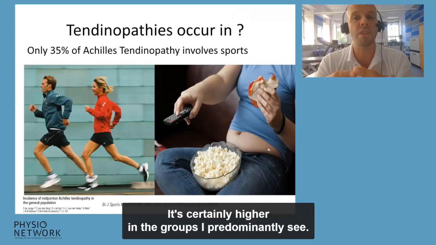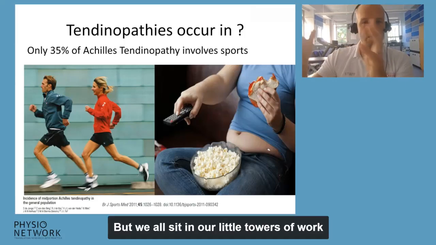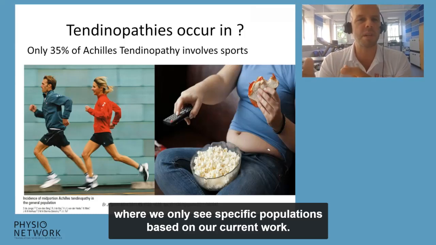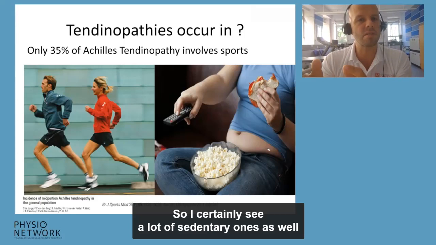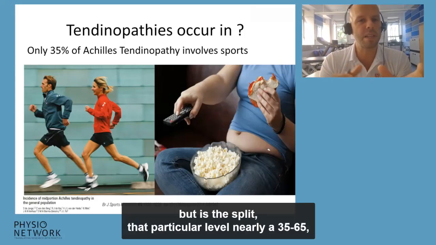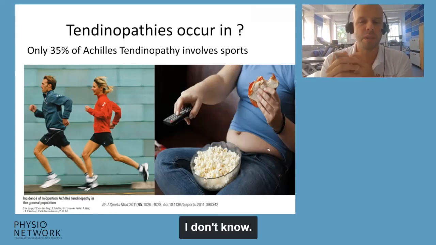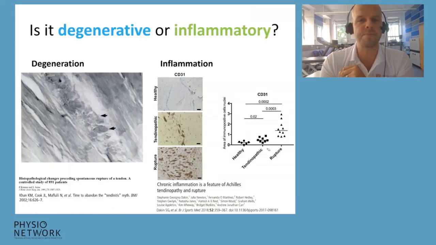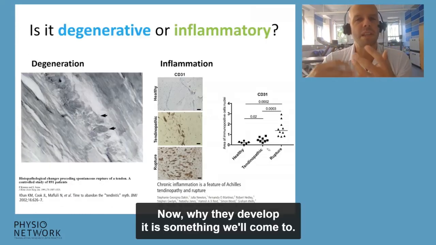It's certainly higher in the groups I predominantly see, but we all sit in our little sort of towers of work where we only see specific populations based on our current work. So I certainly see a lot of sedentary ones as well. But is the split that particular level, nearly a 35-65? I don't know. But sedentary groups definitely develop tendinopathy. Now, why they develop it is something we'll come to.